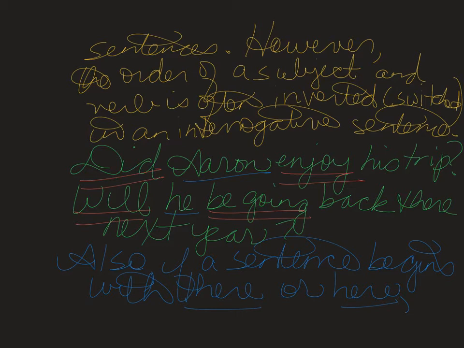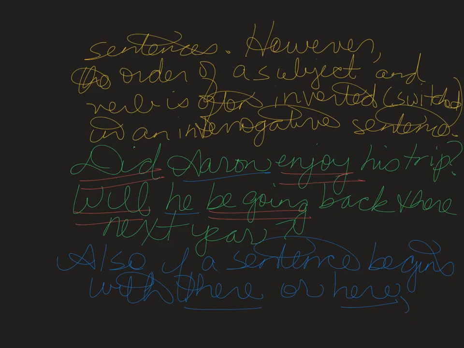If you're wanting to try to find your verb first, find your verb. What is your action word? Enjoy, and of course did is a helping verb, so did enjoy is your verb. Who or what did enjoy? Aaron is your simple subject. Notice that it's sandwiched between the helping verb and the main verb, which is often the case in an interrogative sentence.